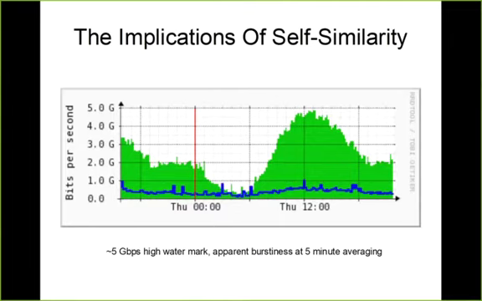So this is the link in question. This is the link to Seattle, which on an MRTG graph is running about 5 gigs. So it's not congested. Why would there be packet loss? 5 gigabits high watermark, apparent burstiness at 5-minute averaging.